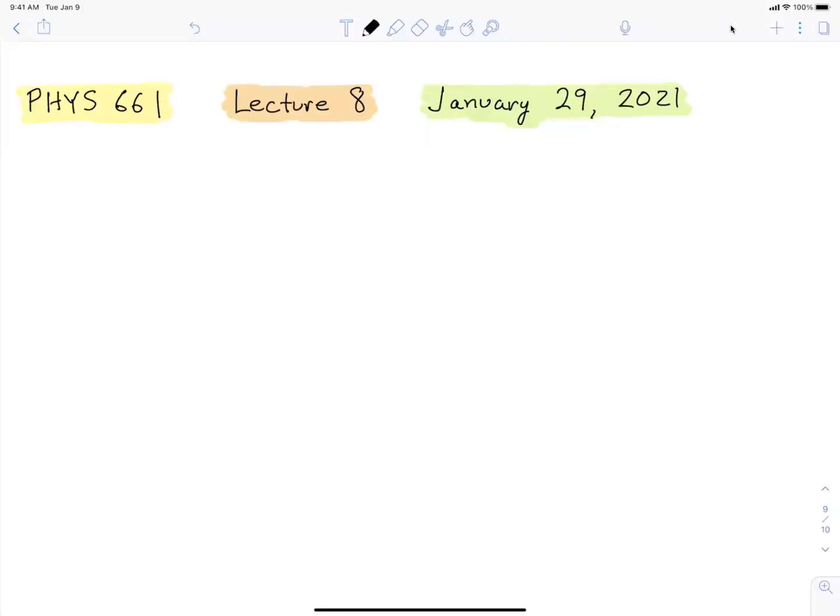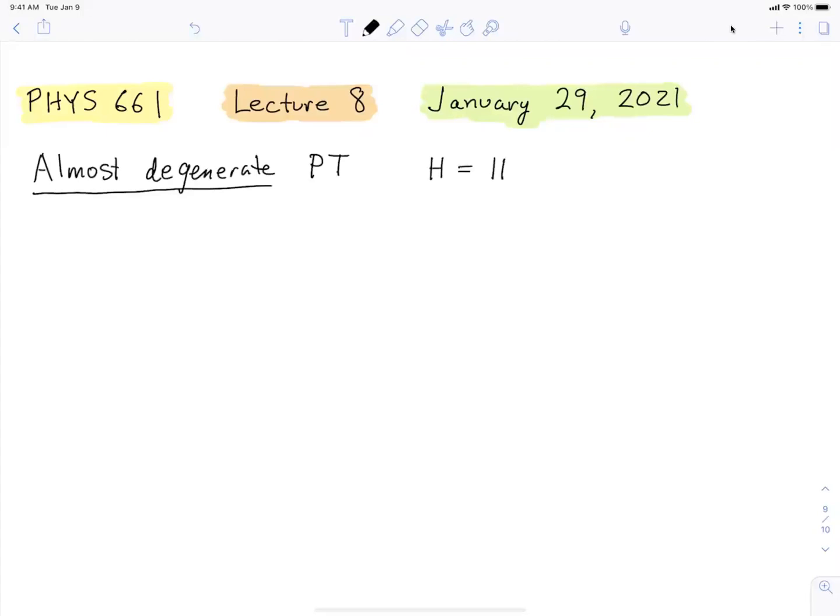Okay, good morning, everyone. So today we are going to be talking about almost degenerate perturbation theory, which I'll abbreviate as PT, since we've been talking about perturbation theory for a while. And so here's the idea: we have some Hamiltonian, which as usual, we divide into an H0 part and a W part.